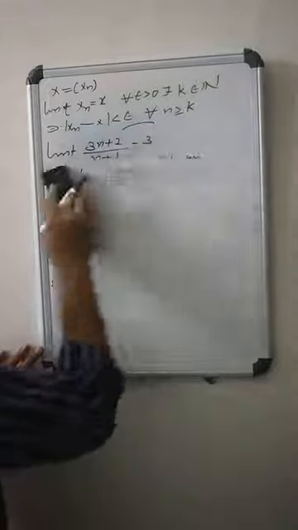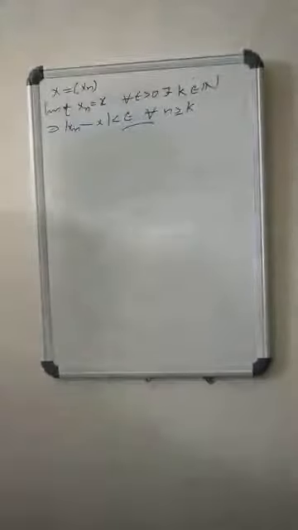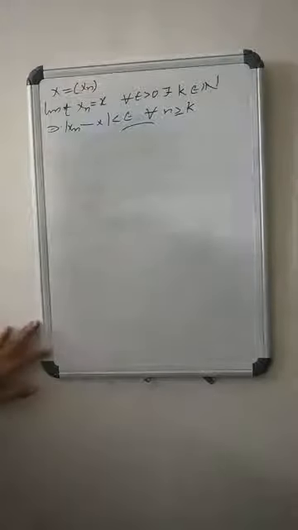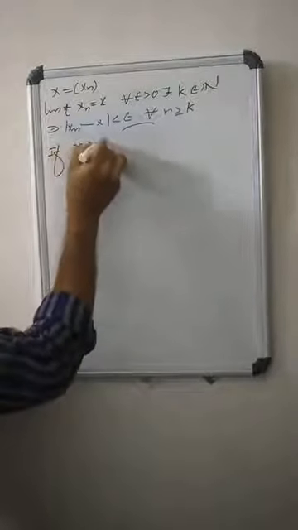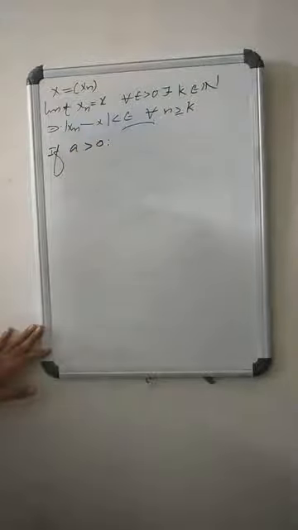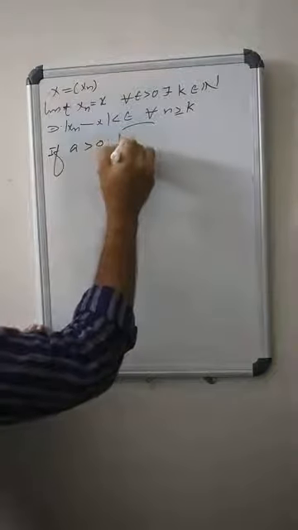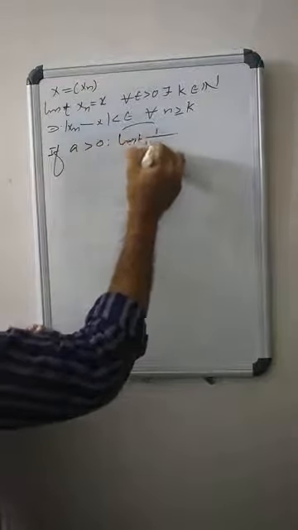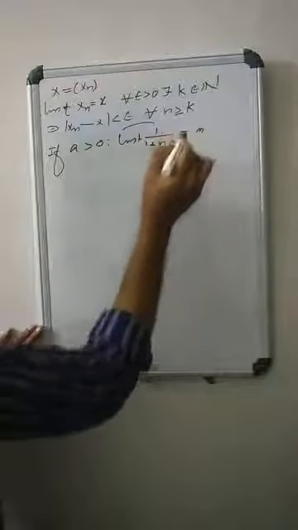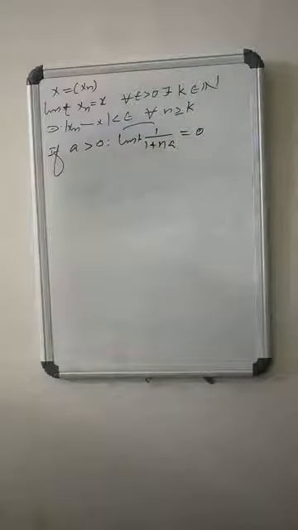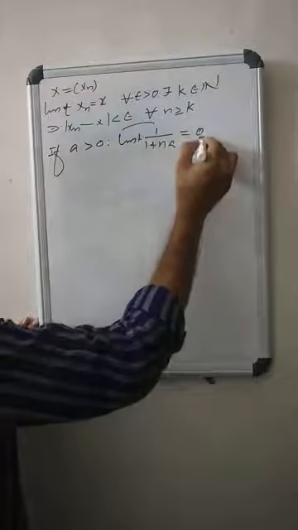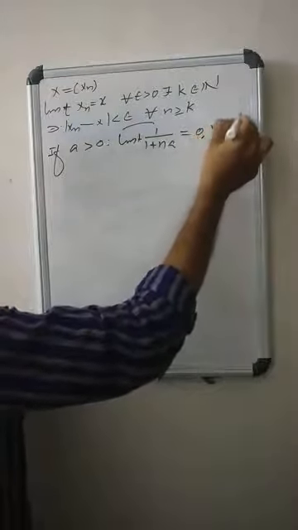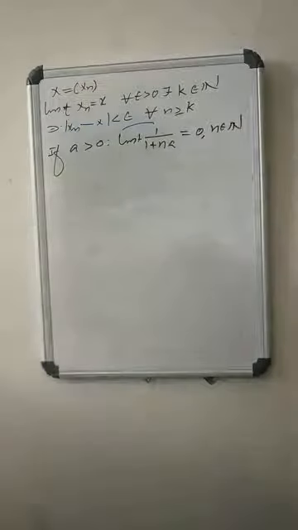Now consider another problem. If a is greater than 0, then prove that the limit of 1/(1+na) equals 0. For all a greater than 0, the limit of 1/(1+na) equals 0, where n is a natural number. How?